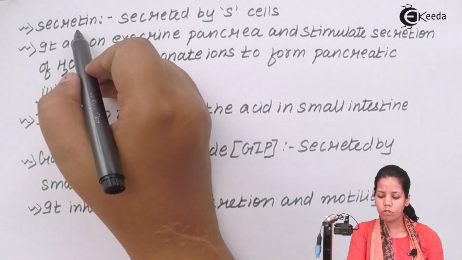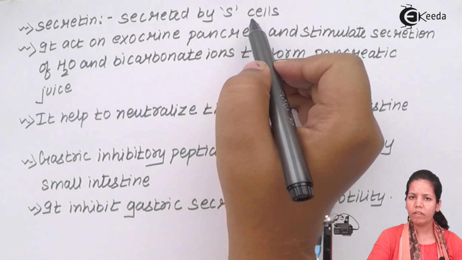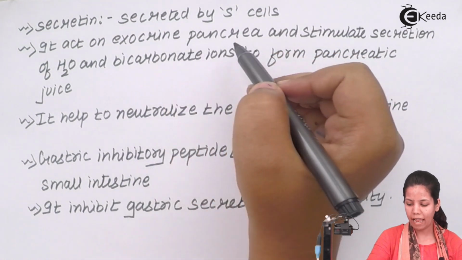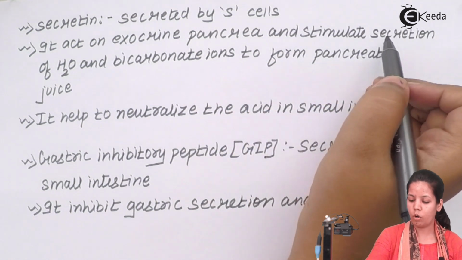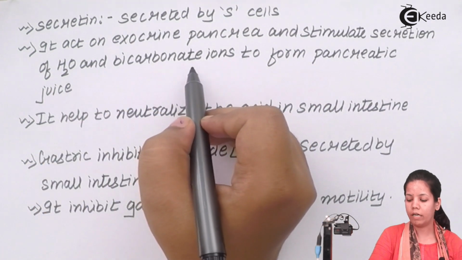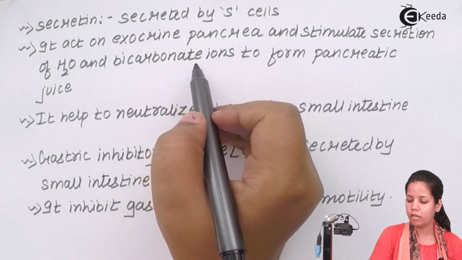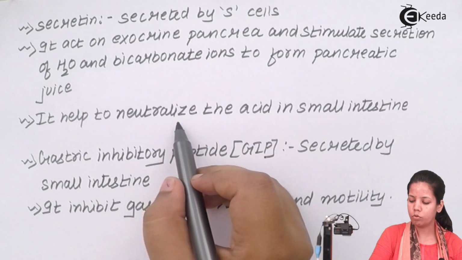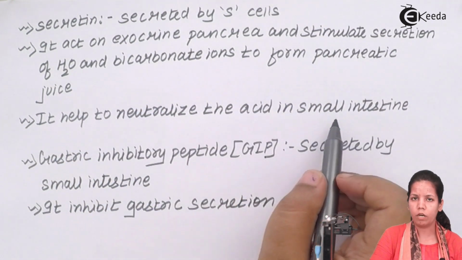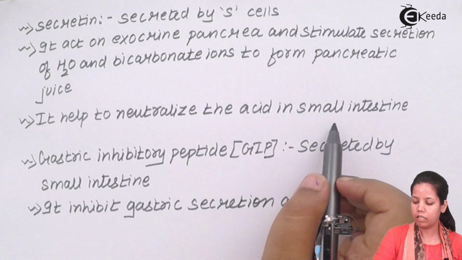Secretin. The next hormone is secretin, which is secreted by the S cells. Now secretin acts on the exocrine part of the pancreas and it stimulates the secretion of water and bicarbonate ions. Remember bicarbonate ions which were used to remove carbon dioxide to form the pancreatic juices. It also helps to neutralize the acid in small intestine. Now acid or HCl was present in the stomach region.